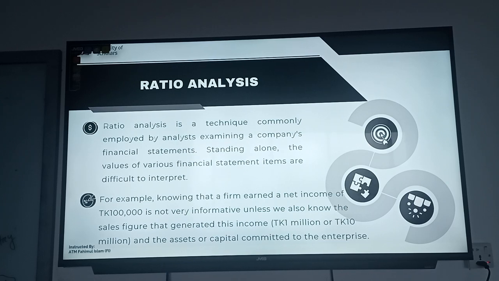So in my opinion, ratio analysis is better or more effective for evaluating a company's performance and financial health. The other two are also important, but ratio analysis is more important for evaluating a company's financial performance.